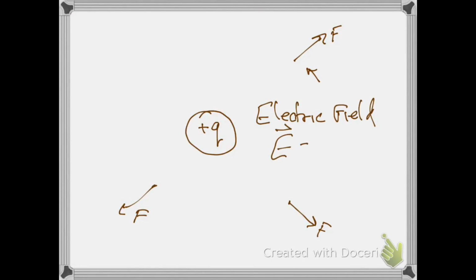E is defined as the force divided by the charge. Not the charge that has the field, but the charge that would have felt the force. So if I were to put a charge Q here, or a charge Q here, or a charge Q here, I should probably differentiate these: the field due to charge 1 is equal to the force on charge 2 divided by the charge 2.